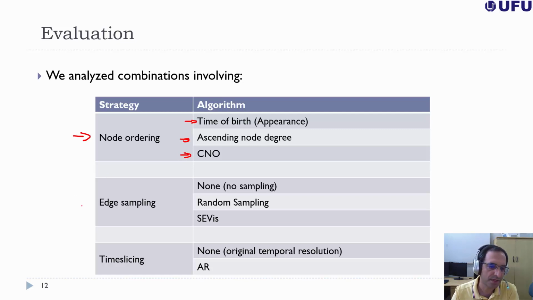The second strategy is edge sampling. In the first case, no sampling is performed. In the second case, bundle sampling. And the third, SEVs. Finally, for Timeslice, in the first option, we kept the original temporal resolution of the network and also applied the adaptive resolution.